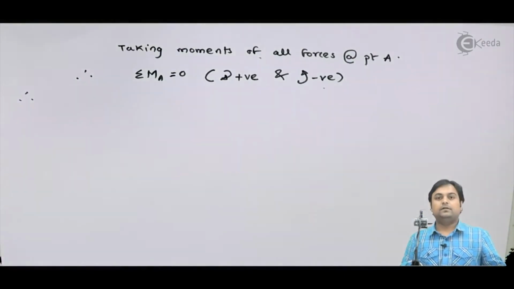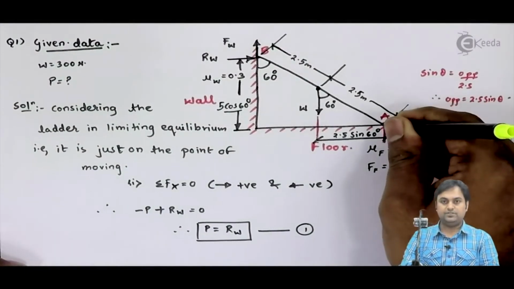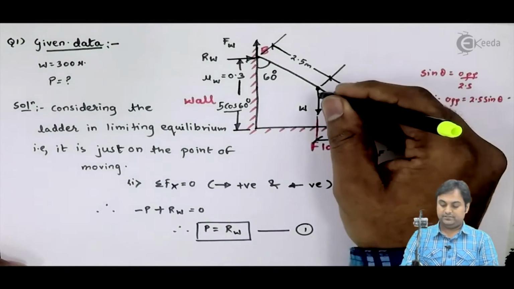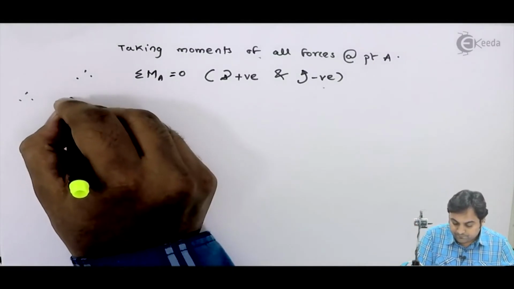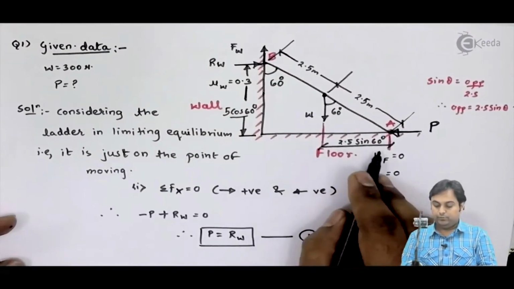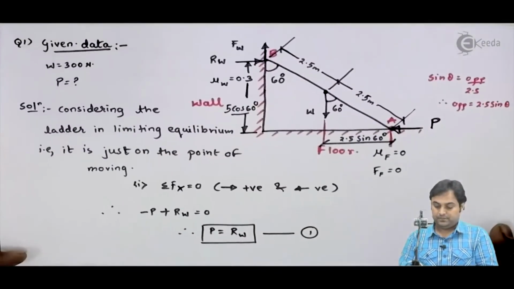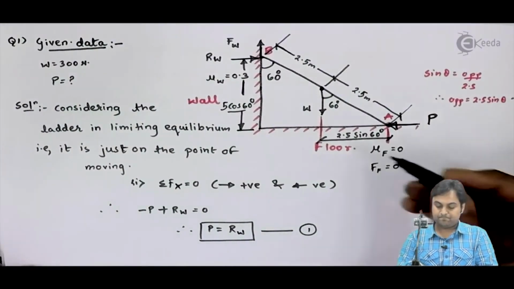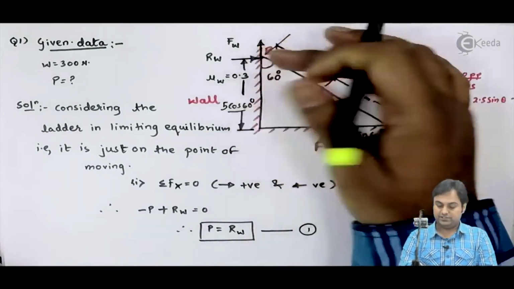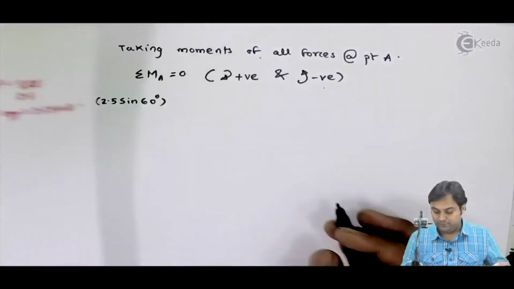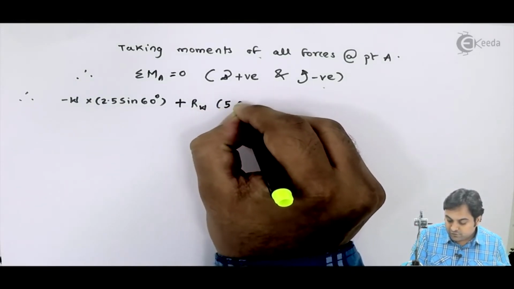If I see in this diagram, at point A the moment of P would be 0 because it is passing through A. Next, W is moving in anti-clockwise direction, so here I have minus W into 2.5 sine 60. After that, we have RW, which is acting in clockwise direction. Distance is 5 cos 60, so it is clockwise. So plus RW into 5 cos 60.